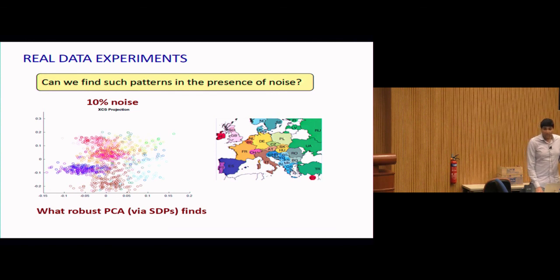But what we can do is, the data is not Gaussian by any means, but we can pretend it's Gaussian. We can pretend it's Gaussian and robustly fit its covariance in a way that's resilient to this 10% noise.